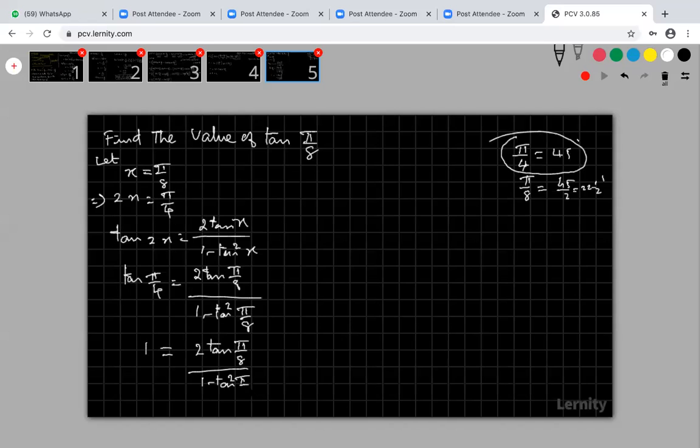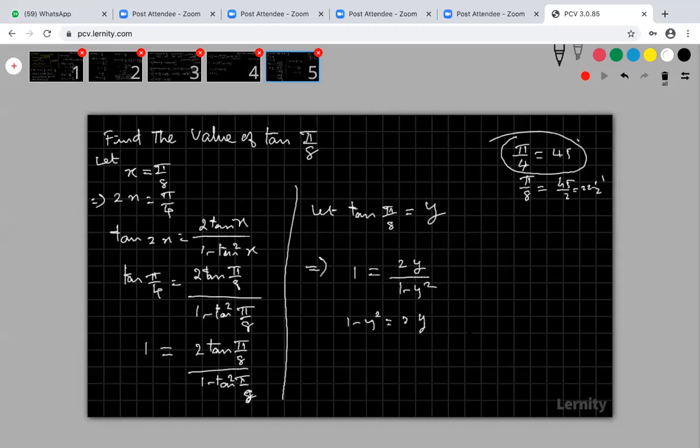Now what I am suggesting is, take tan pi by 8 as some y. Then what happened here? 1 is equal to 2y divided by 1 minus y square. Now it will become a quadratic equation. 1 minus y square is equal to 2y. You bring all the terms to the left hand side. So minus y square minus 2y plus 1 equal to 0. Multiply by minus, because the first term of a quadratic equation should be positive. So this is y square plus 2y minus 1 equal to 0.